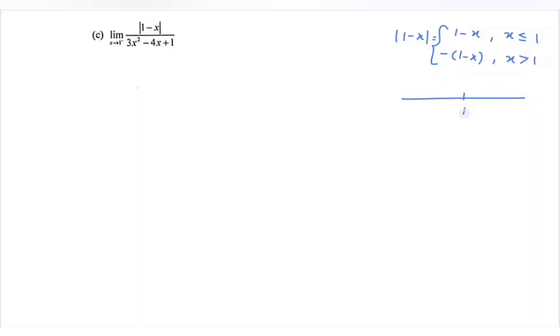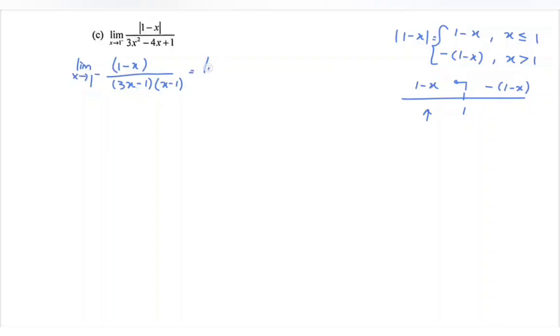Here we have a number line. For the left-hand side, we have 1 minus x, including 1 as well, and for the right-hand side, x greater than 1, we have negative (1 minus x). So that is the definition. The limit as x approaches 1 from the left: here we have the left-hand side, 1 minus x over, if we factor the denominator, 3x minus 1 multiplied by x minus 1.